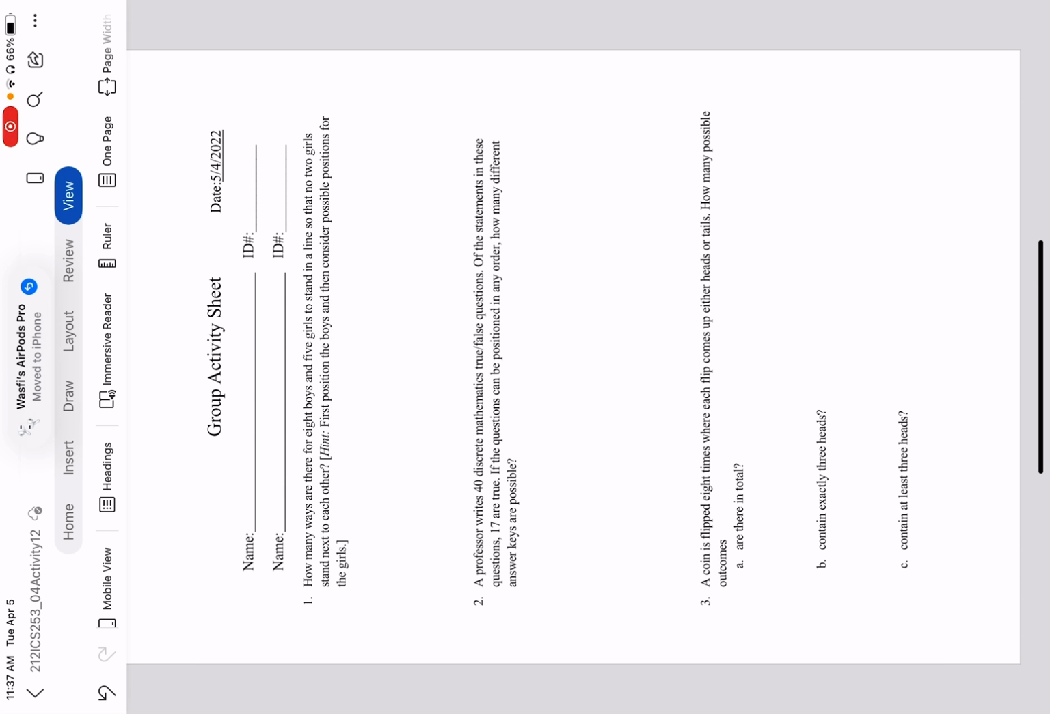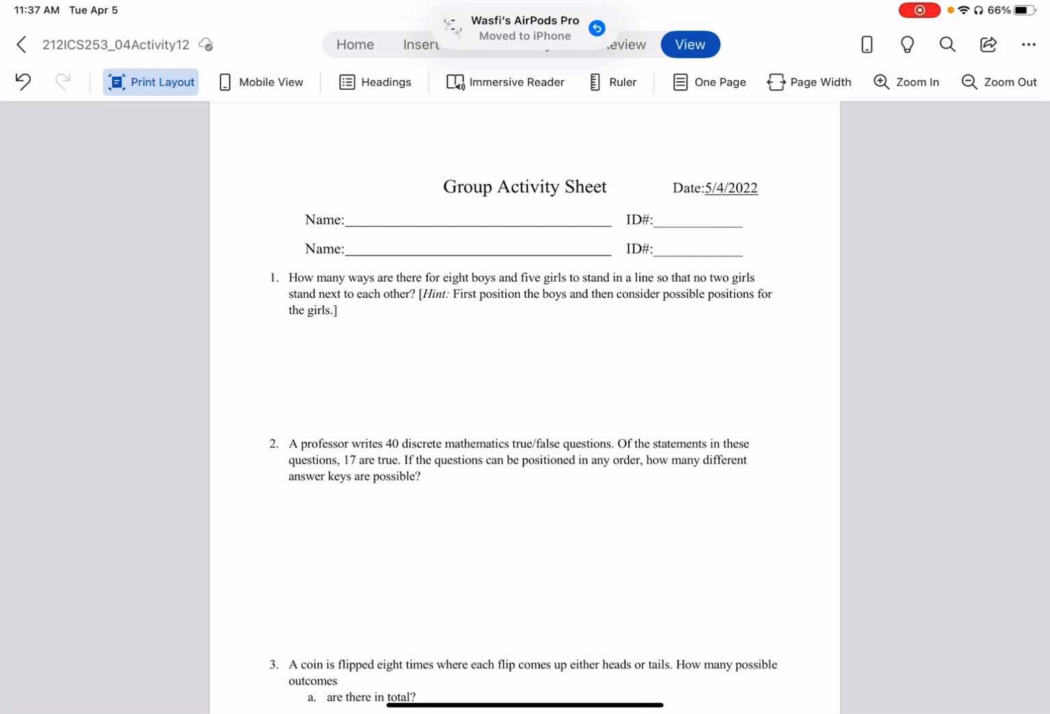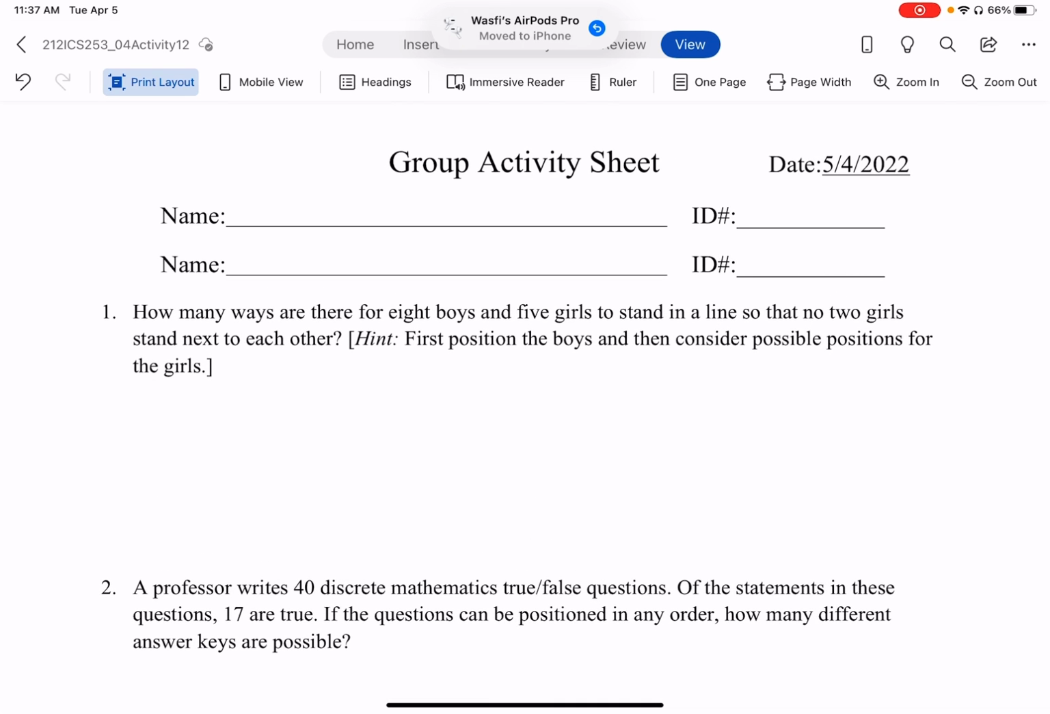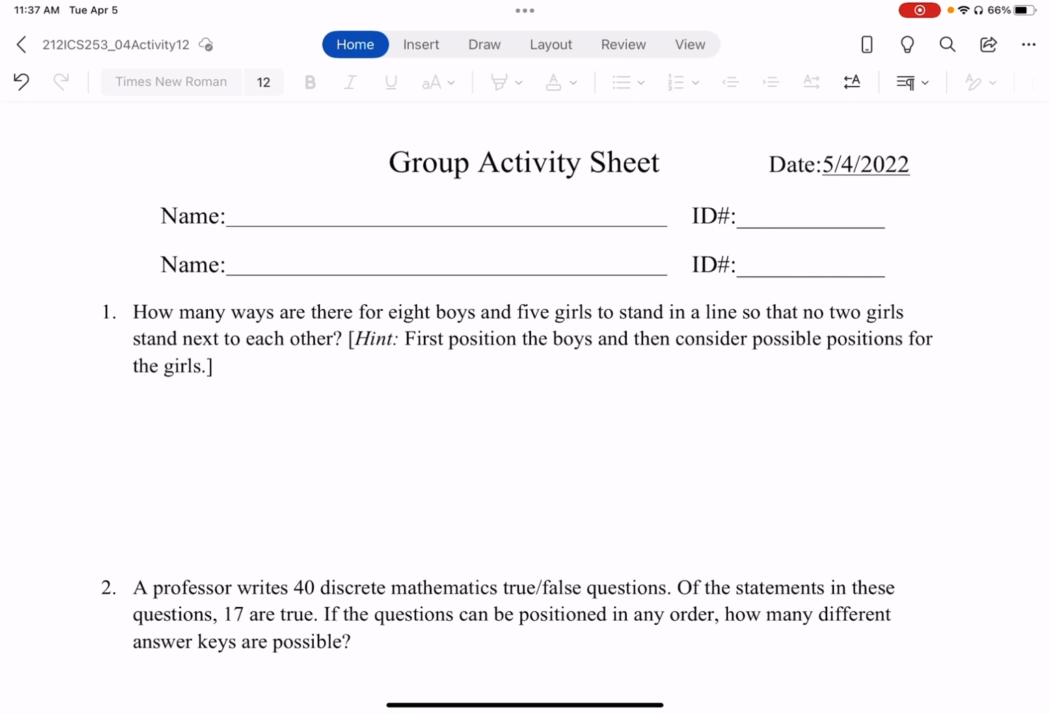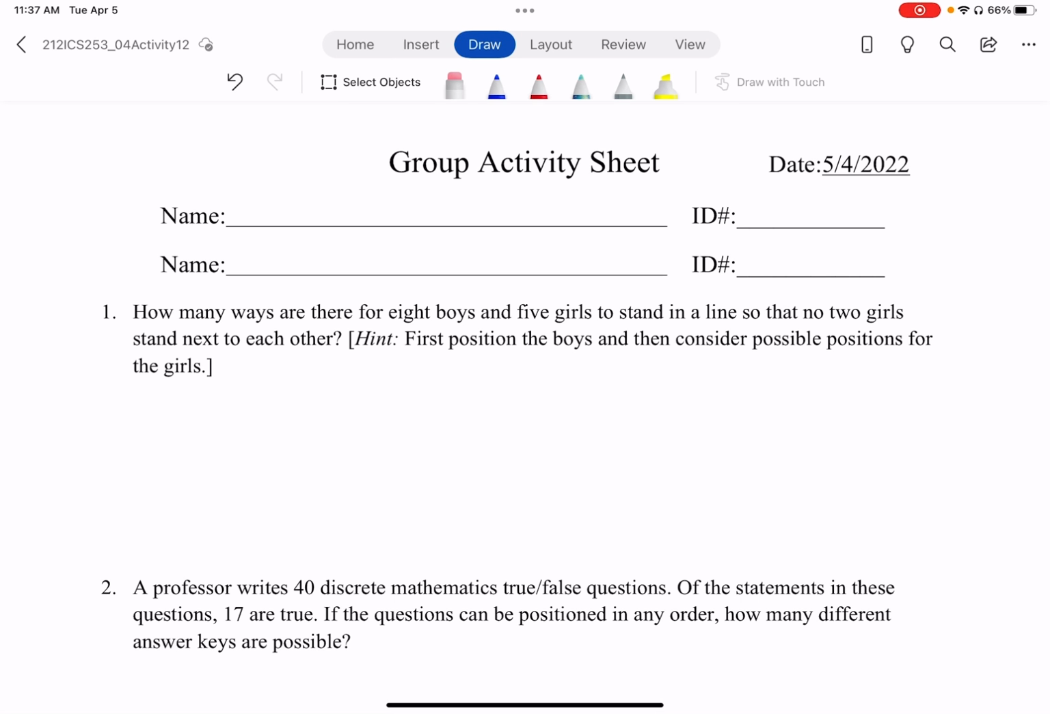Okay, let's see how we can solve these questions. Let's start with the first one. How many ways are there for 8 boys and 5 girls to stand in a line so that no 2 girls stand next to each other? And there is a hint here. First position the boys, and then consider possible positions for the girls.